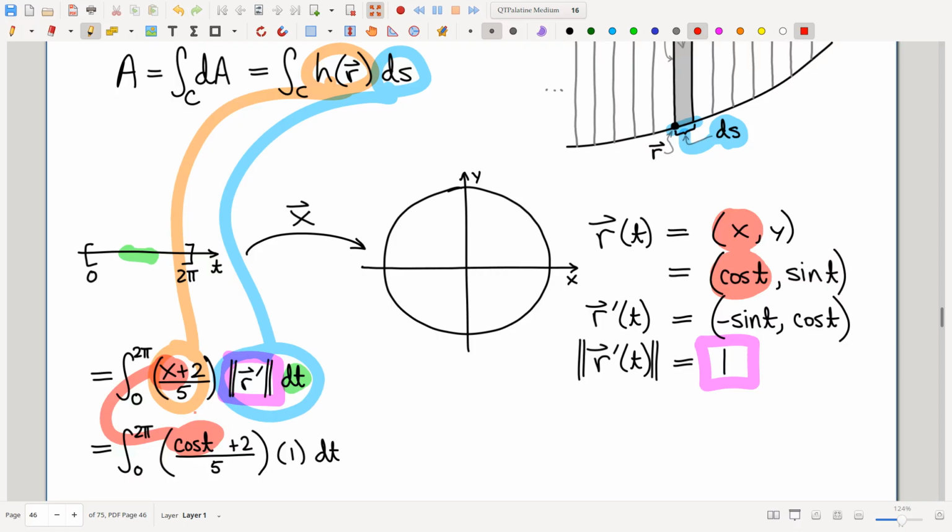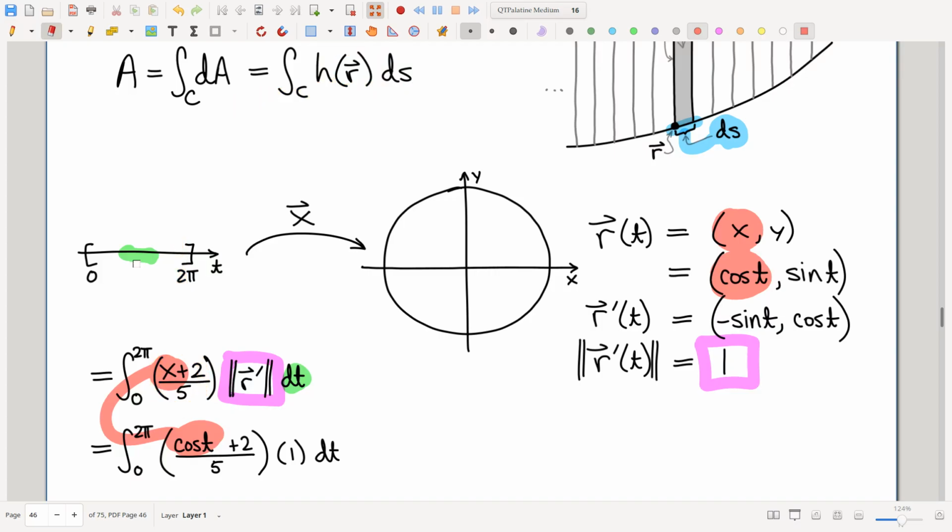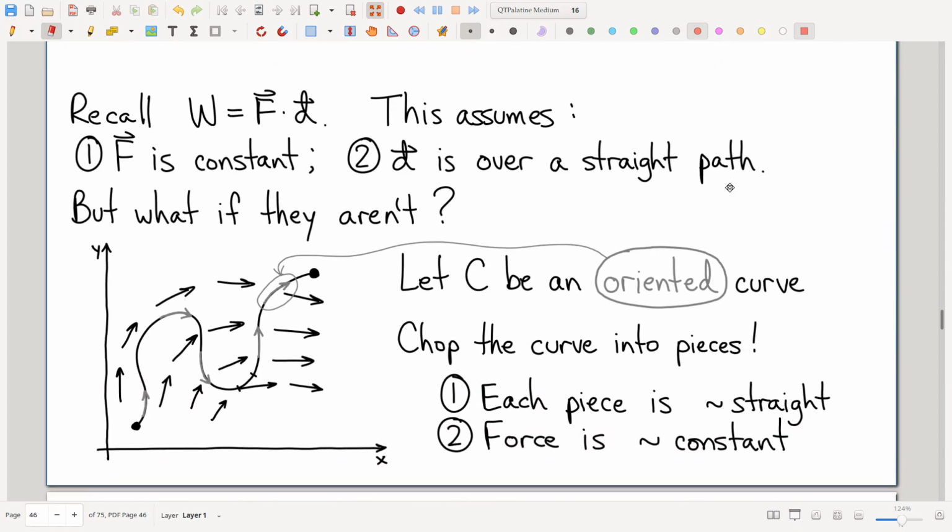How we doing? Everybody's happy? Okay. All right. Okay, moving along. Next example.